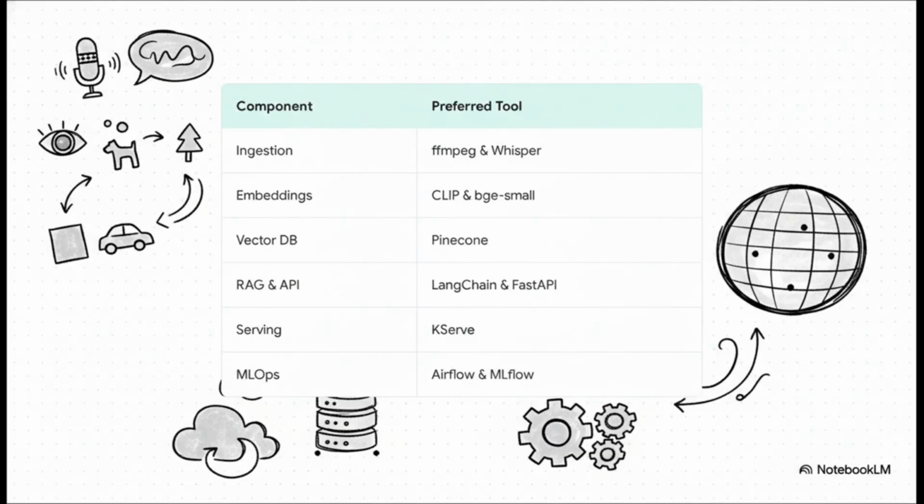And check it out, this is the specific tech stack we're using. These aren't just random abstract tools. These are the industry standard choices for each job. For instance, we're using Whisper for the audio transcription, Clip for the image embeddings, and Pinecone for our vector database. Building with these shows you know how to work with the best tools in the business.